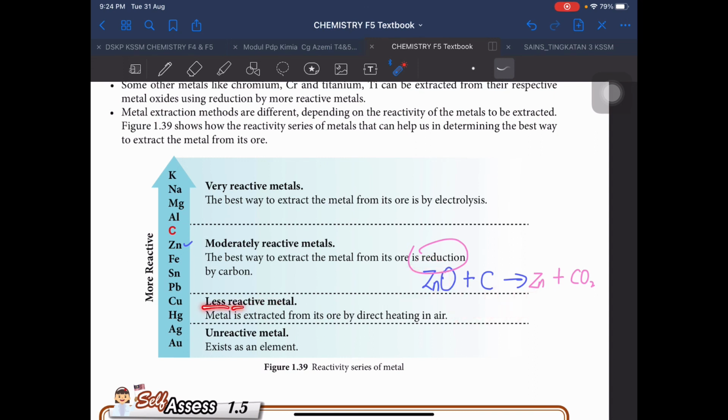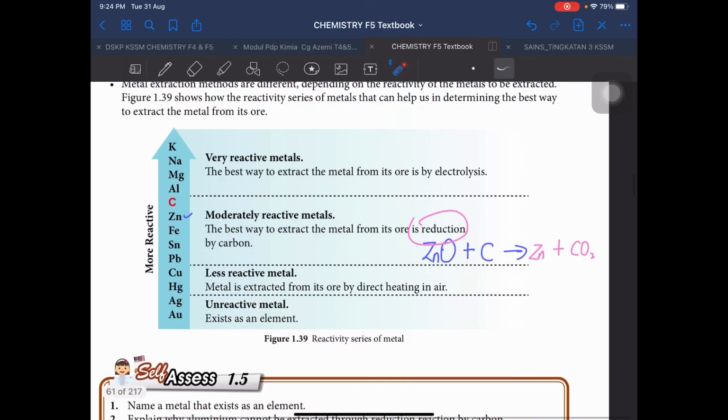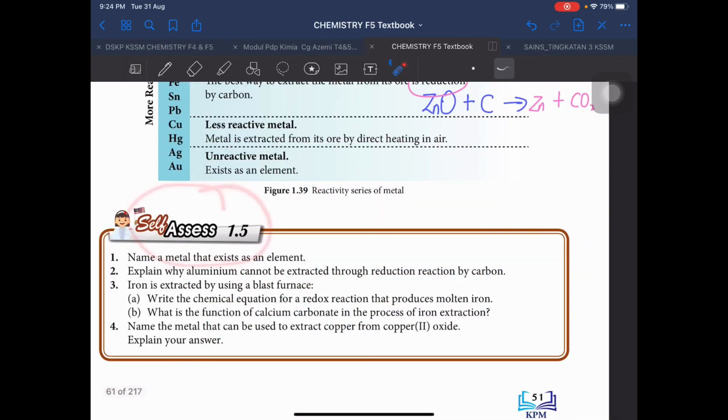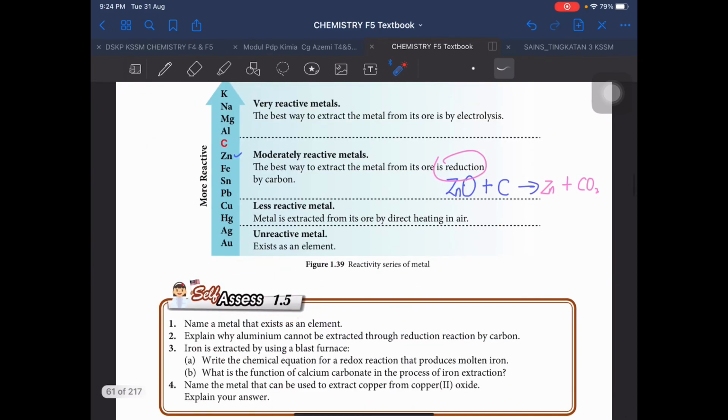So for less reactive metal, metal is extracted from its ore by direct heating in air. Panas saja secara terus. Okay, terus di udara. Contoh, copper and also mercury. Unreactive metal macam mana? Unreactive, tidak reaktif. It exists as element. Tidak payah susah-susah buat semua di atas. Argentum and aurum, silver and gold, both are unreactive metal. So you can just take it if you saw it di dalam kerak bumi. Okay? So you please do the self-assess 1.5. I hope you learn a lot from this subtopic 1.5.